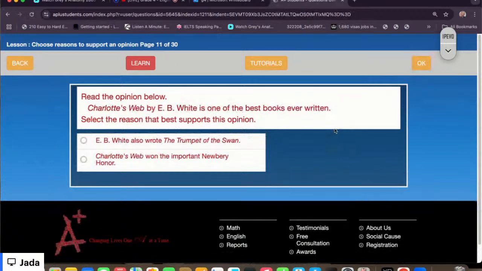So read the opinion below. Charlotte's Web by E. B. White is one of the best books ever written. E.B. White also wrote The Trumpet of the Swan. Charlotte's Web won the important Newbery Honor. So, what do you think is the best reason here?